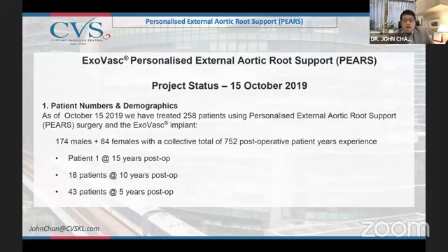So as of October last year, you can see here that 258 patients have been treated with the personalized external aortic root support. This is worldwide data: 174 males and 84 females. The longest follow-up now is 15 years. 18 patients have had 10 years of follow-up. Most of the patients have had at least 5 years of follow-up.